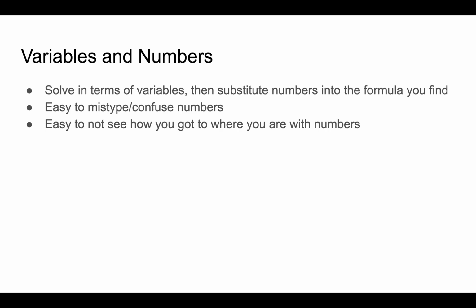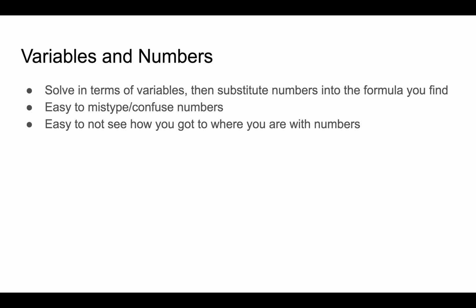So when you're writing out your solutions, you should write it out in terms of variables, in terms of numbers. And there's some advantages to using variables and some cons to using numbers. So the good thing about using variables is once you find a solution, it works for every value of variable within the scope of your problem.